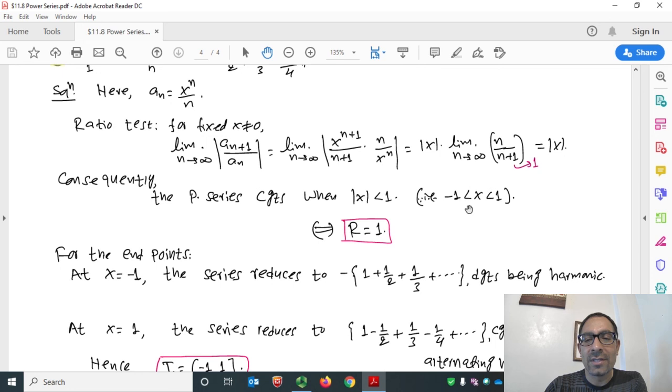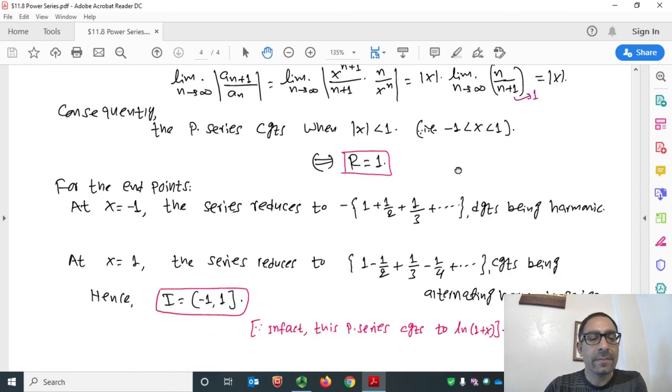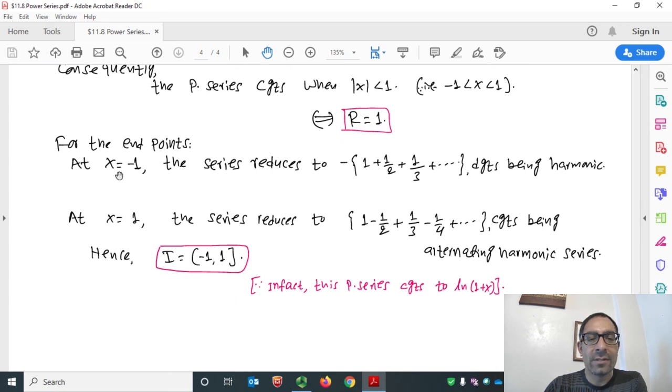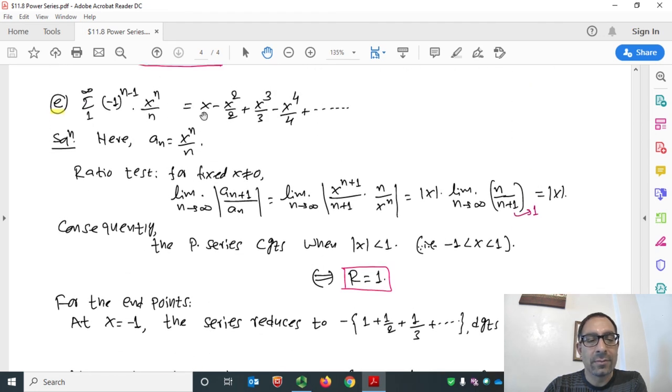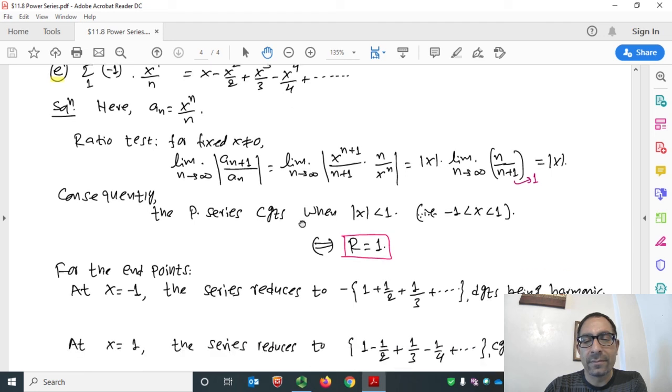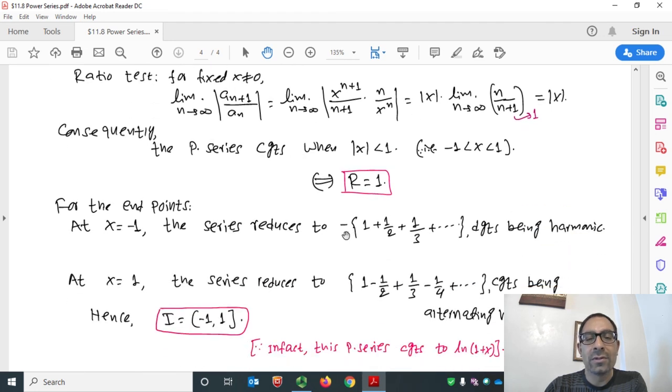Consequently, the power series converges when absolute value of x is less than 1, so our radius of convergence is 1. The interval of convergence is x between negative 1 and 1, that means negative 1 comma positive 1 at least. Now let's check at the endpoints. At the left-hand point, x equals negative 1, the series reduces to this: negative outside, 1 plus 1 half plus 1 third plus dot dot dot. This diverges, this is a harmonic series, so we have to exclude the left-hand point.